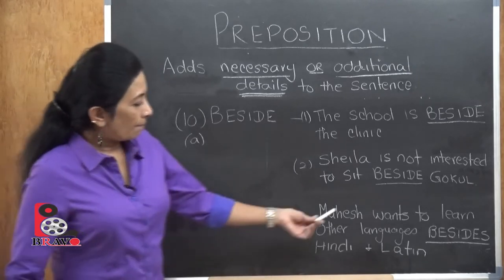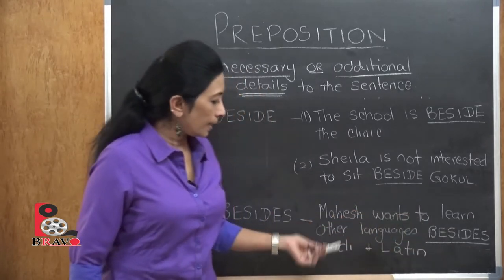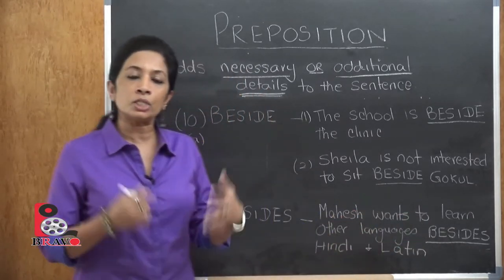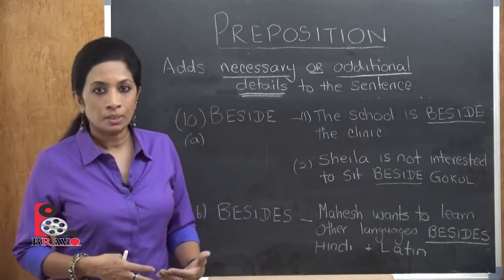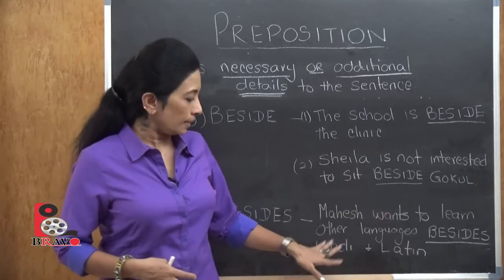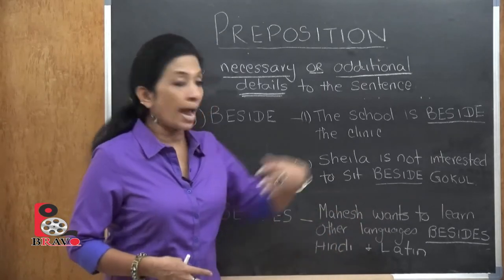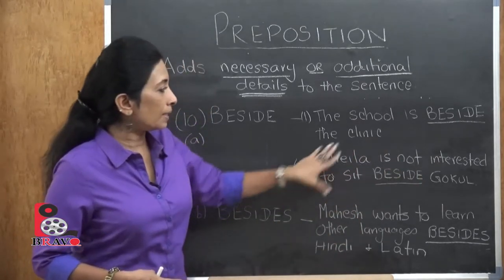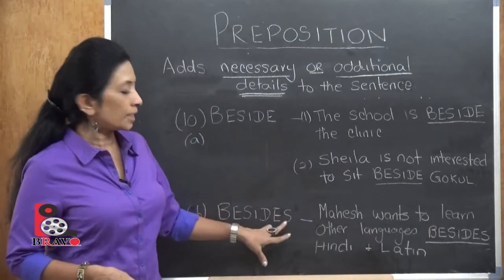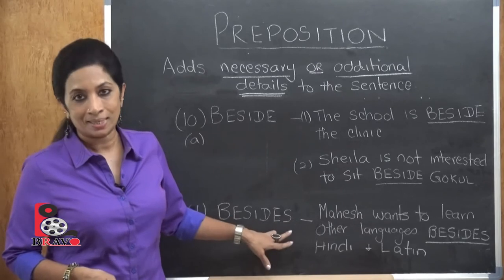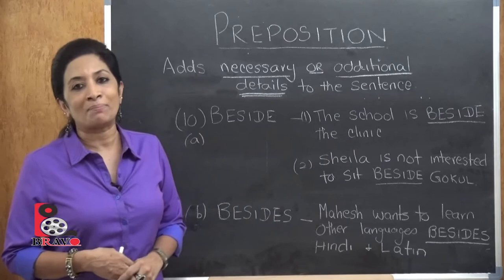For example, Mahesh wants to learn other languages besides Hindi and Latin. So that means Mahesh is already learning Hindi and Latin. Now he wants to learn a third language, in addition to Hindi and Latin. So the meaning becomes additional to. Whereas with beside, the meaning is next to. So it's two different meanings, very similar sounding, with just one letter added, which is s, which is not the plural of beside. So that's how confusing English can become.